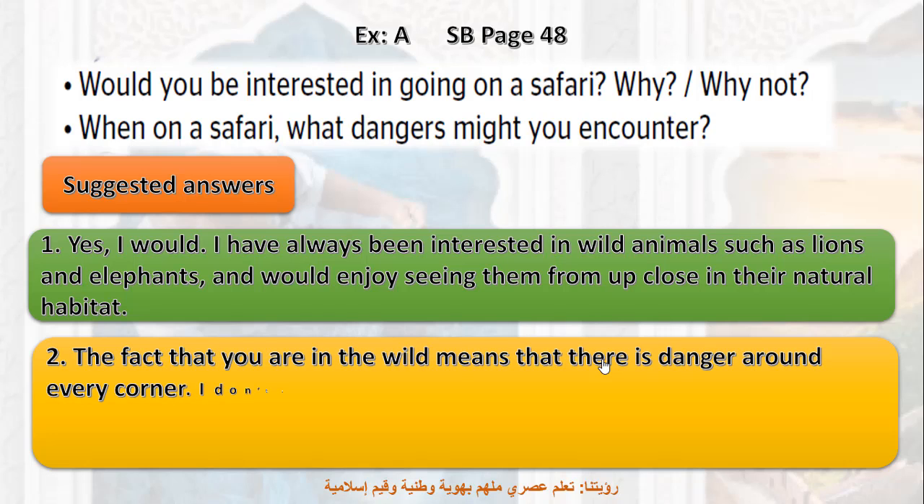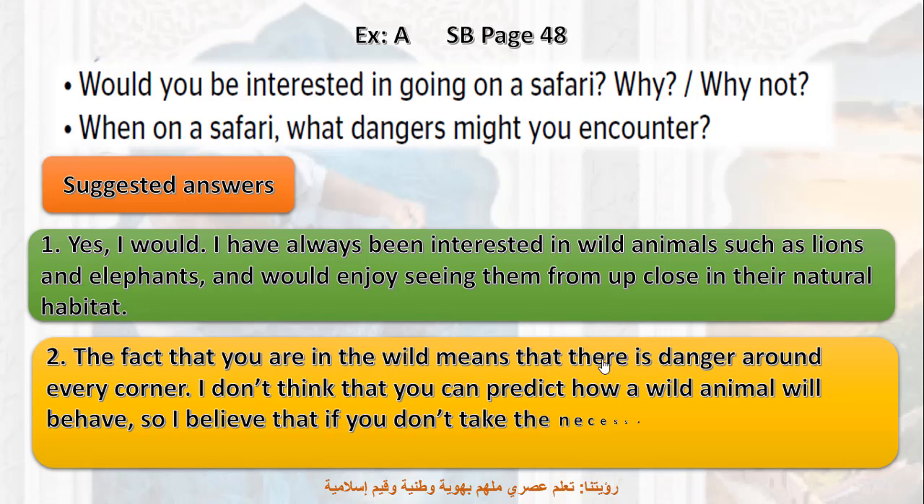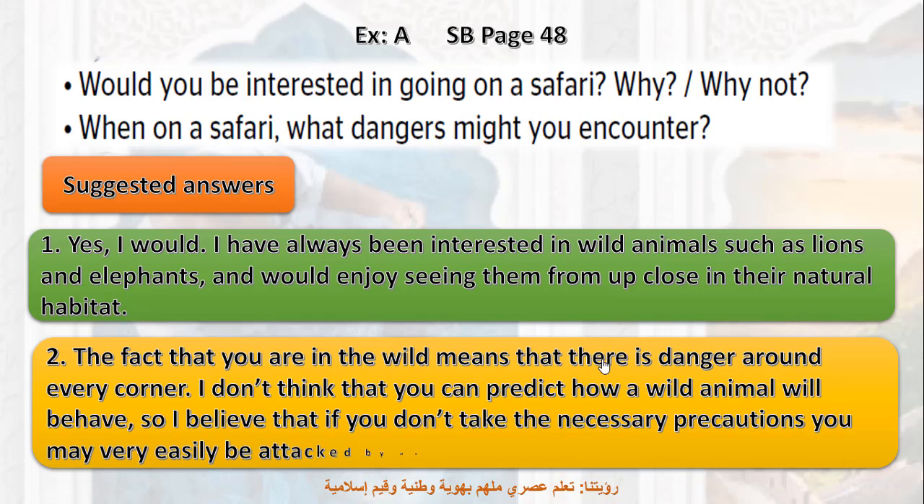The second answer for the second question: the fact that you are in the wild means that there is danger around every corner. I don't think that you can predict how a wild animal will behave. So I believe that if you don't take the necessary precautions, you may very easily be attacked by one.